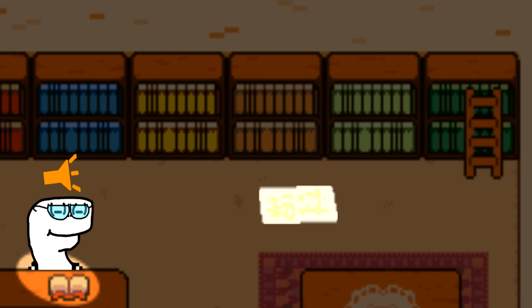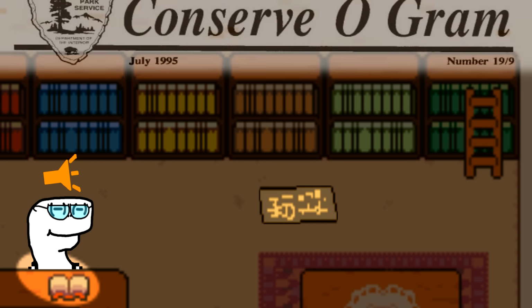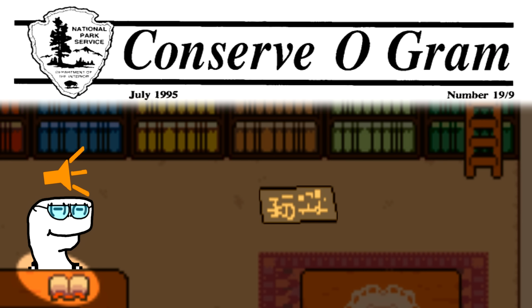Note: surprisingly, images that have faded or lost image detail due to light exposure can recover image density over time if they are stored in the dark in a neutral, non-buffered environment. That was an excerpt from Conservogram, July 1995, a publication of the American National Park Service.